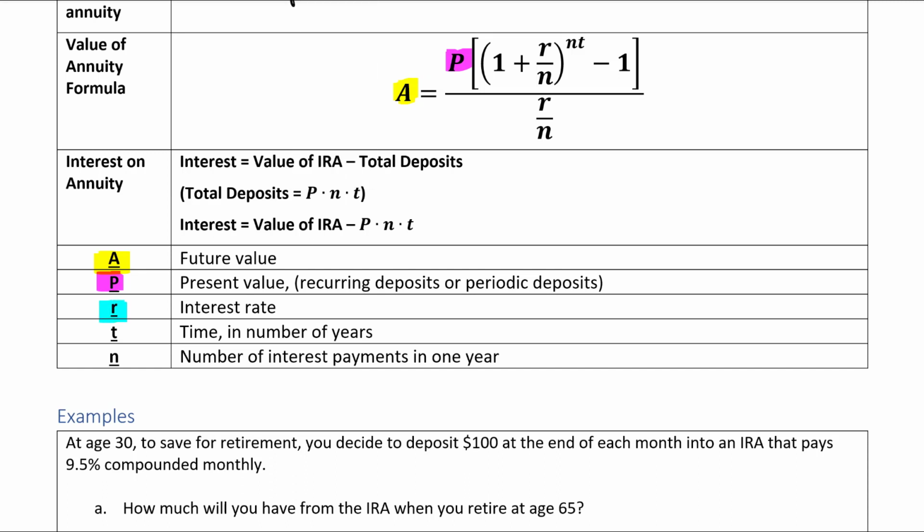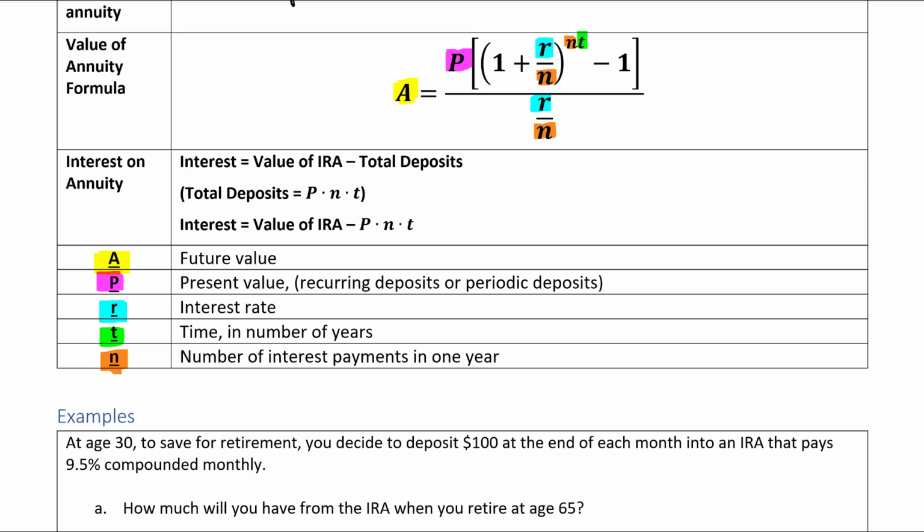The R is the rate, and notice that pops up twice. The T is the time, the number in years that you're going to be accumulating this. And then the N is the number of interest payments in 1 year. So if you're going to just do it once a year, then N would be 1. If you're going to do it every month, then N would be 12. So every time that you put in values, okay?